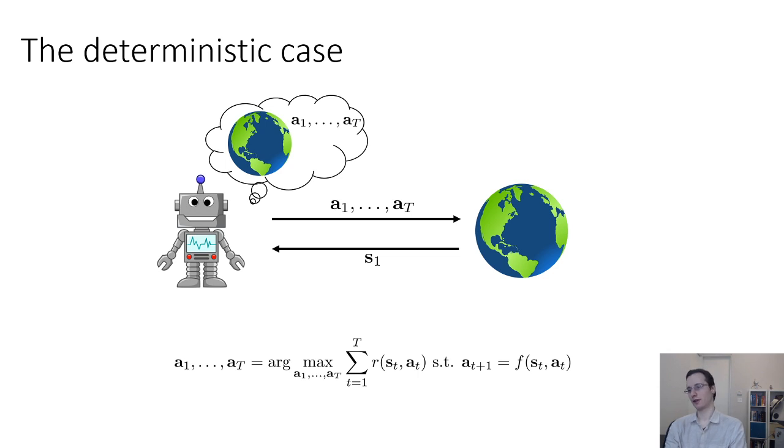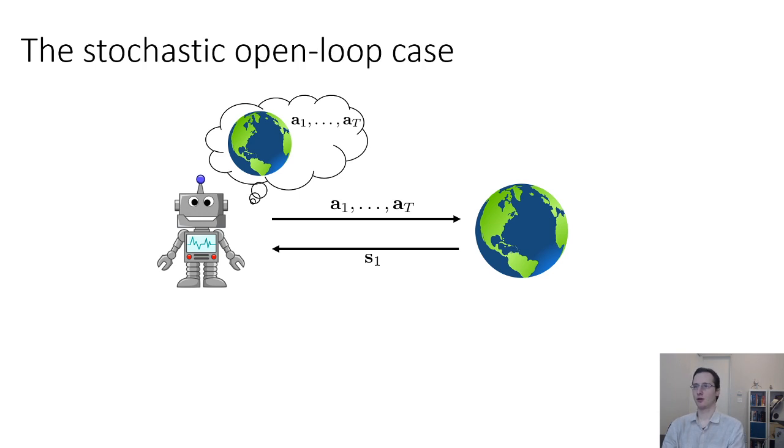So if you want to write things in terms of rewards, you can formulate this optimization as I did on the previous slide, where A1 through A capital T is selected as the argmax of the reward, subject to the constraint that s t plus 1 is equal to f of s t, a t. I apologize, there's a small typo on this slide, that a t plus 1 should be an s t plus 1. Okay, so in the deterministic case, this is all good.